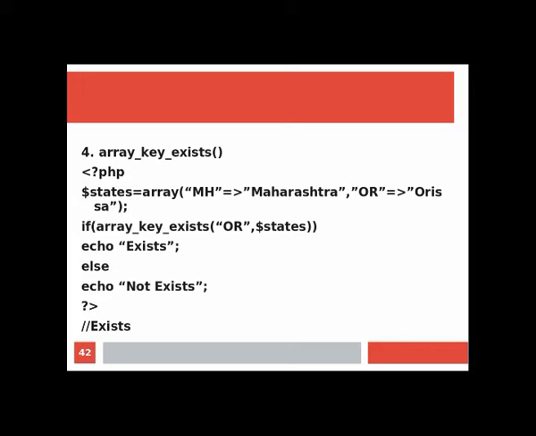That means here it will check whether that key exists, then it will display exists, and if it is not present, then it will display not exist. And here array_key_exists("or", $states), that means in $states, or is present, that's why the output will be exists.